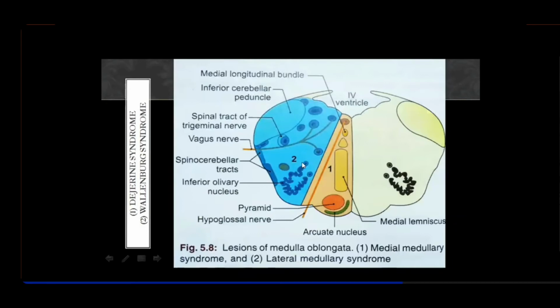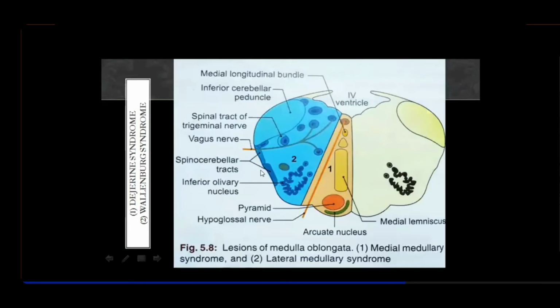One important structure lying here is the inferior olivary nucleus, as well as the spinocerebellar tracts. These reach the cerebellum: the dorsal spinocerebellar reaches the same side, and the ventral reaches the opposite side. Ultimately it is meant for your balance and equilibrium, and if it gets disturbed, it is called ataxia. In simple words, you can say it is ataxia of the same side.